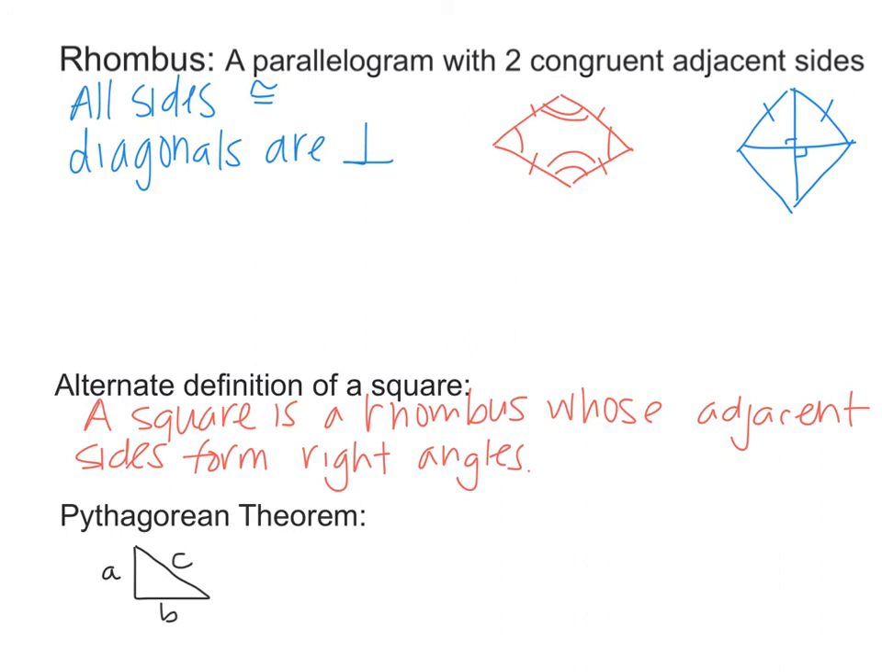So let's just remind ourselves what the Pythagorean theorem is. We have a triangle here. We know that it's a right triangle. So our Pythagorean theorem again is a squared plus b squared equals c squared.